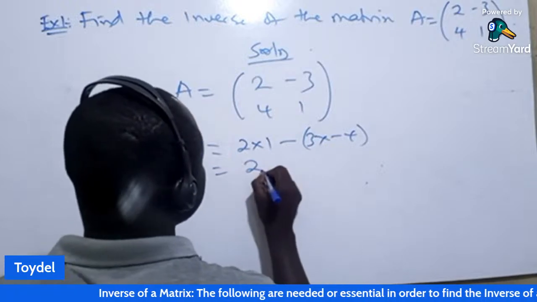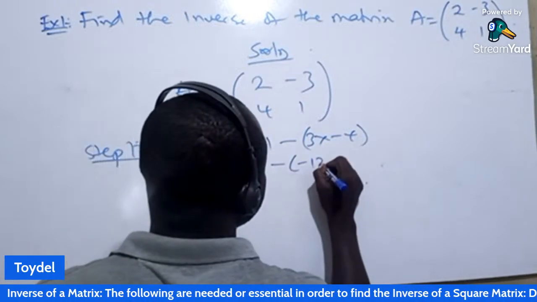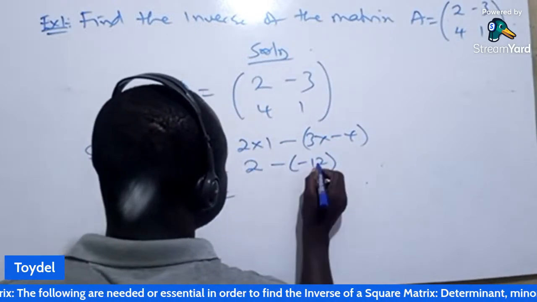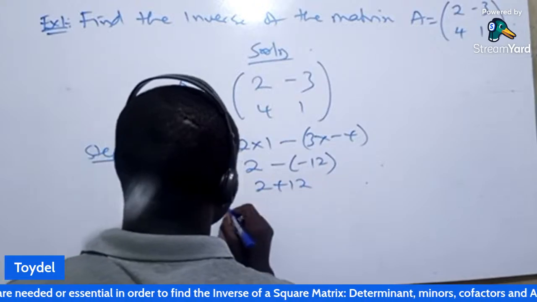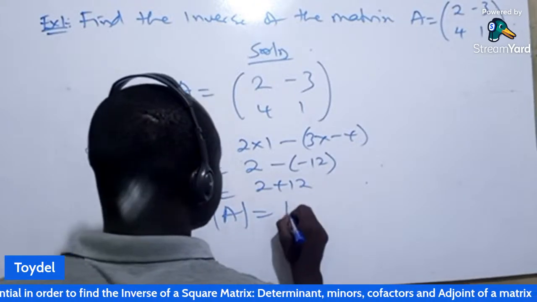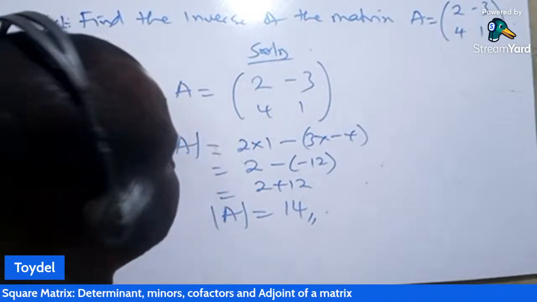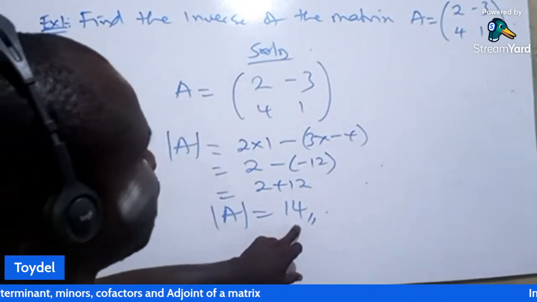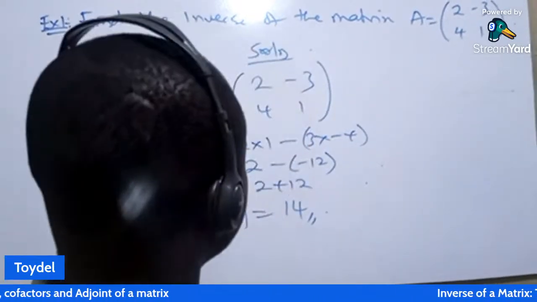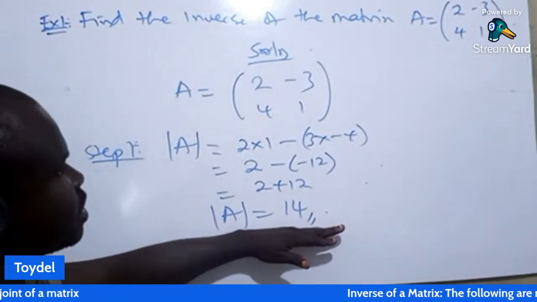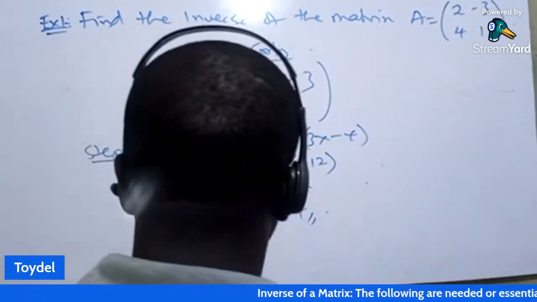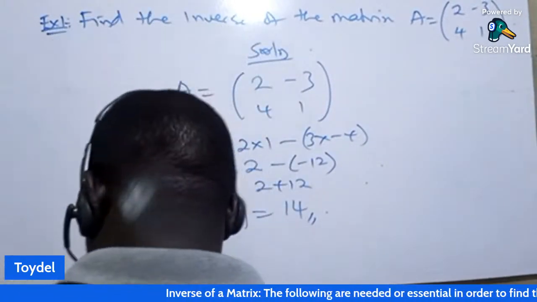Then 2 times 1 is 2, minus 3 times minus 1 is minus 12. So minus times minus, that will be 2 plus 12. So determinant of A is equal to 14. So in this case now, this matrix is a non-singular matrix because the value of the determinant is non-zero. So since this is a non-singular matrix, we can go ahead and find the inverse. It shows that this matrix has an inverse.